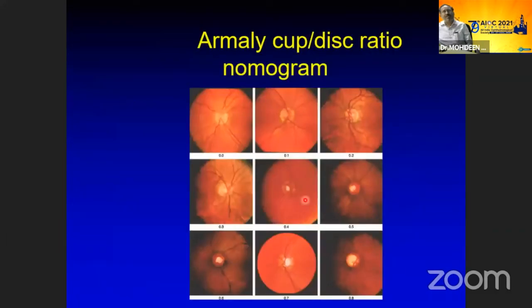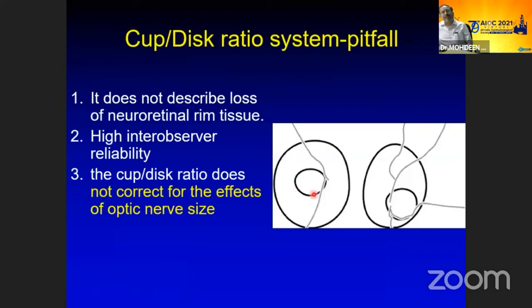So we know normally the cup-to-disc ratio ranges from 0.2 to 0.9. But what if somebody says, see, this is only 0.3 cupping in both eyes, but is this a glaucoma? It's definitely glaucoma. See, the rim is lost here. The cup-to-disc ratio does not describe the loss of neuroretinal rim tissue, and it has high interobserver variability. The cup-to-disc ratio does not correlate with the effect of the optic nerve disc size.